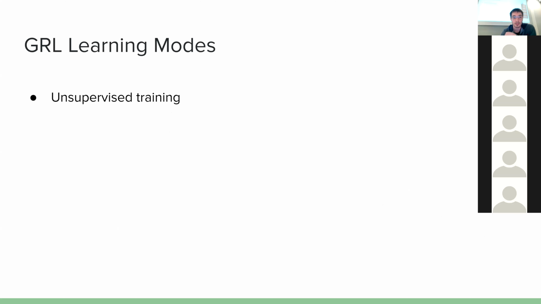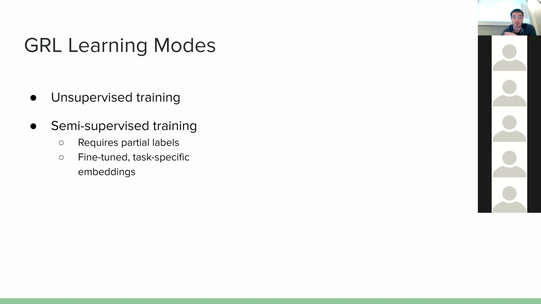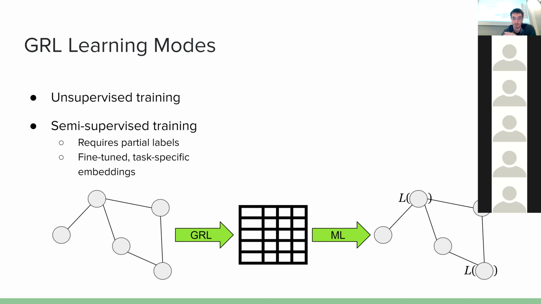So unsupervised training is not the only approach. We can also do some semi-supervised training. And we do this when instead we do have some additional knowledge. So for example, we want to do some node classification and we know the actual true labels for some of the nodes in our graph. And then we want our embeddings to be specifically trained in order to provide good classification.